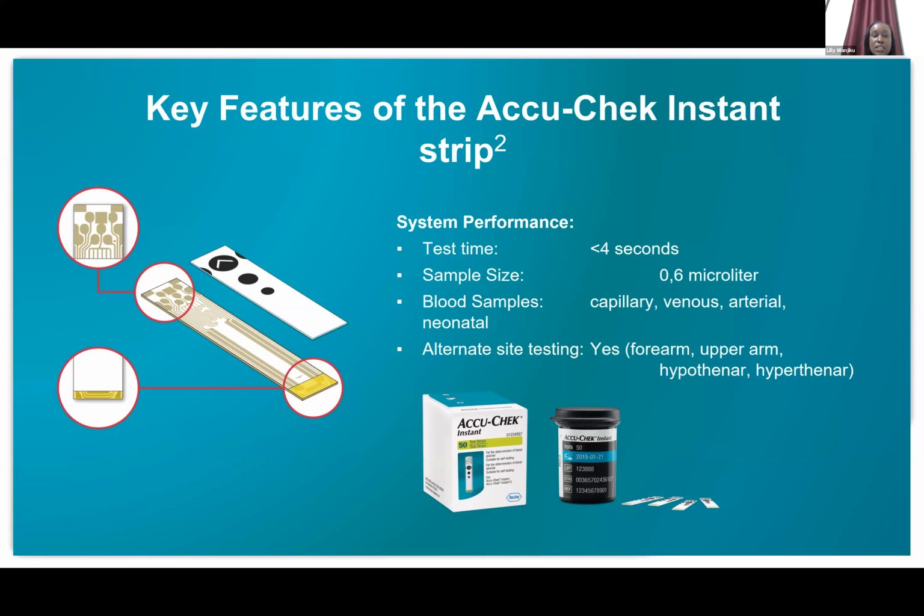This meter takes the least blood. So our meter takes a sample size of 0.6 microliters. And you can check different blood samples: you can check capillary blood, you can check venous, arterial, and neonatal. And with this meter, you can also use alternate testing sites where you can use your forearm or your upper arm to check glucose.